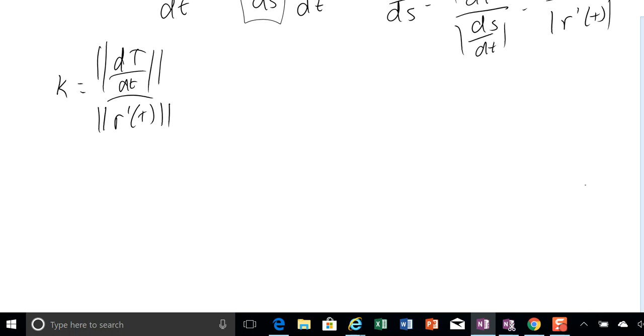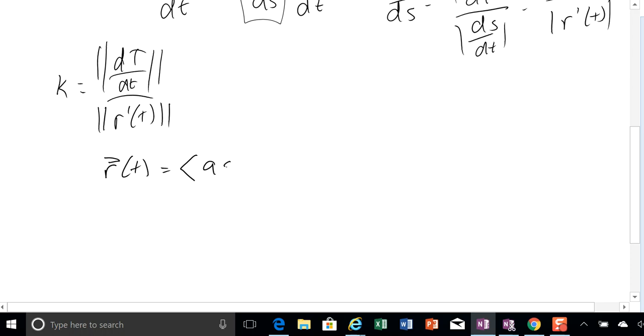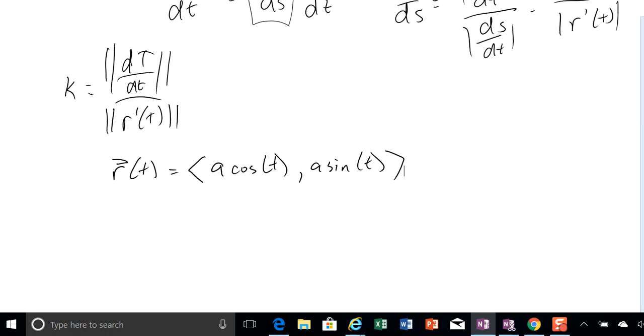So let's find the curvature. Let's take a pretty simple one. Let's take r of t, this vector function, and let's define it to be a cosine t, a sine t. So this is just a nice two-dimensional shape. And what shape is that? Well, we saw that sine cosine pair generates a circle. So this is a circle of radius a.